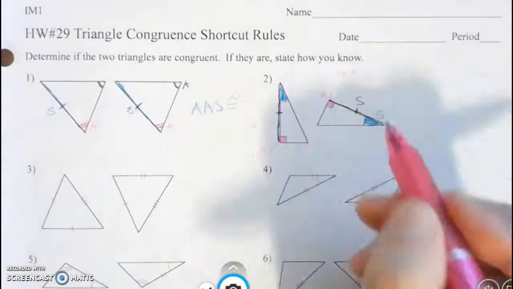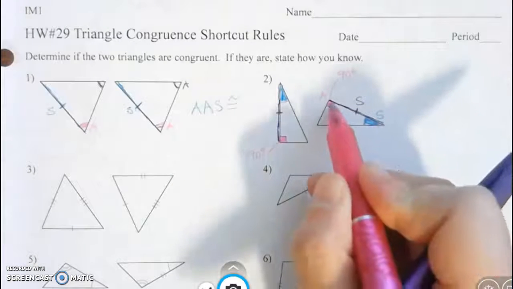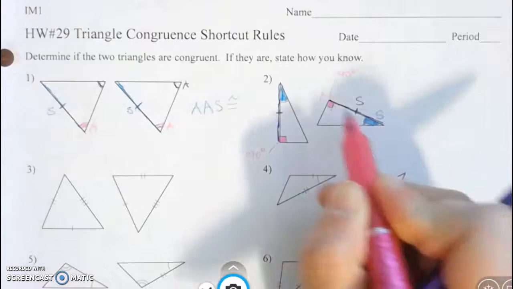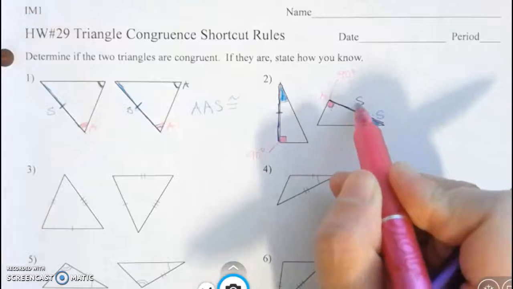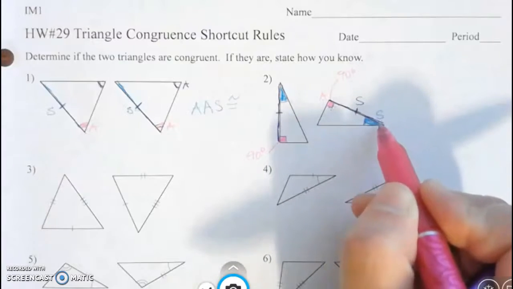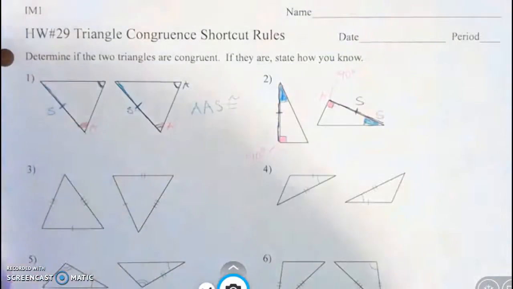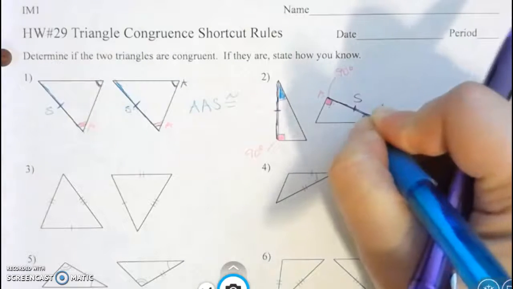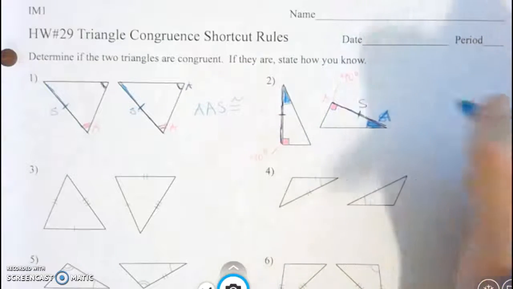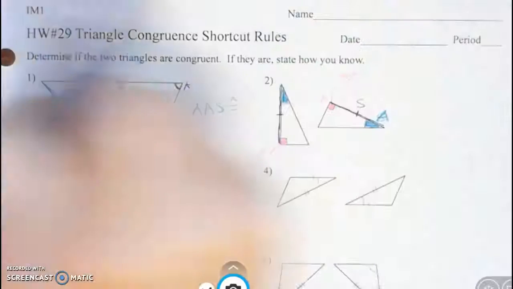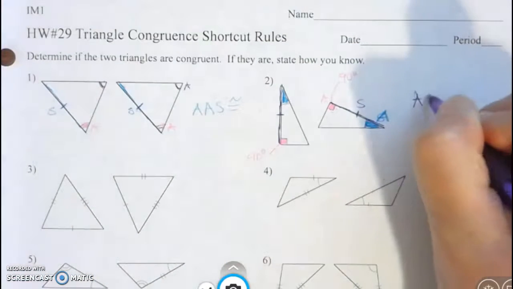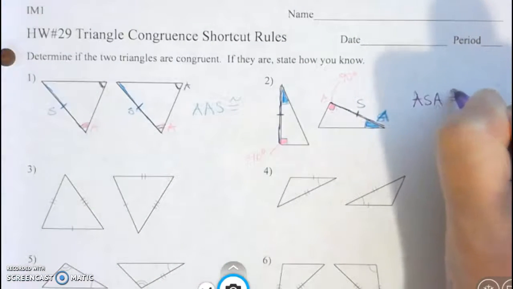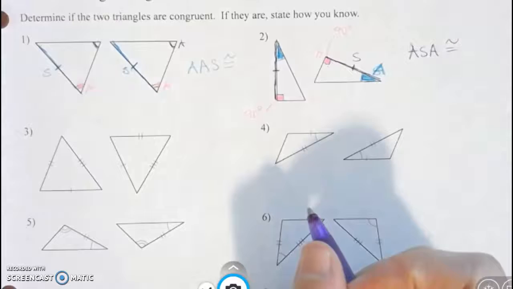Now this time, the side that is congruent is in between the two pairs of angles. So it is going to be ASA. I'm sorry, I should have written A here, shouldn't I? Because that is an angle measure. This arc is an angle. So the congruence theorem for this one is going to be ASA congruence. Alright, number 3.